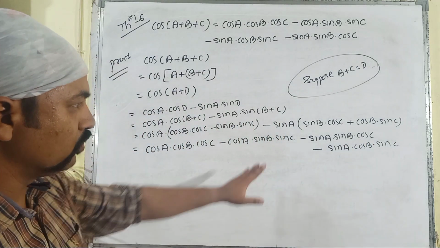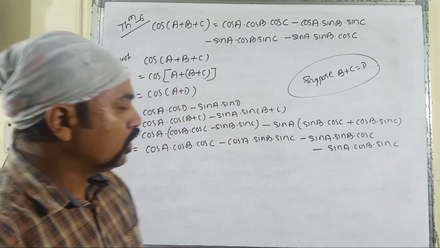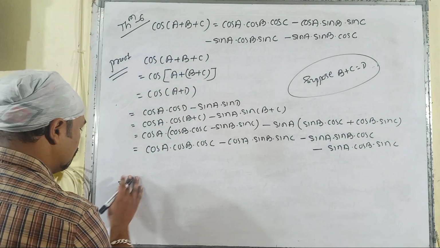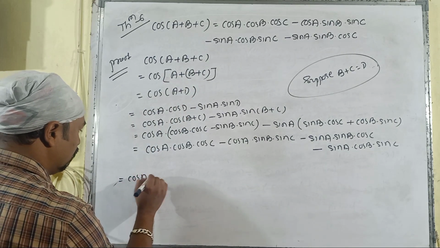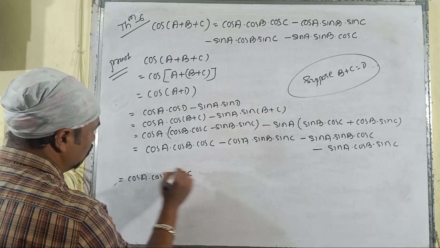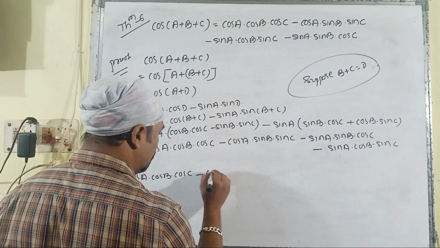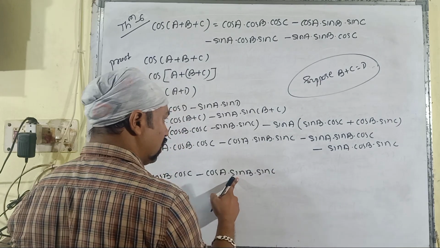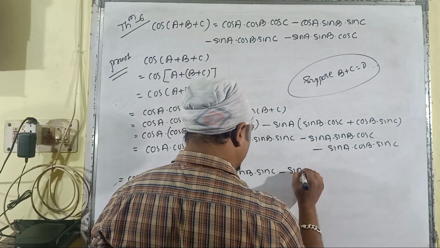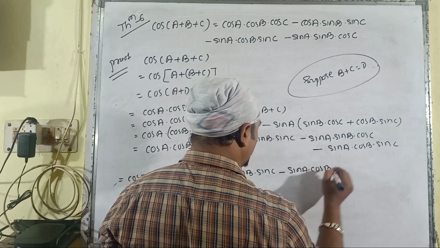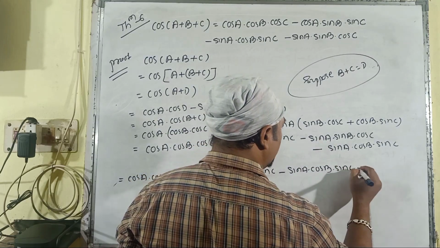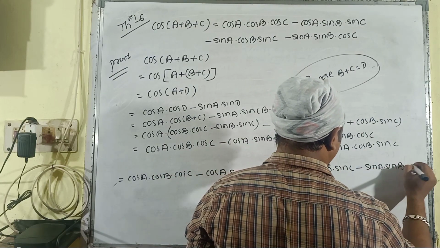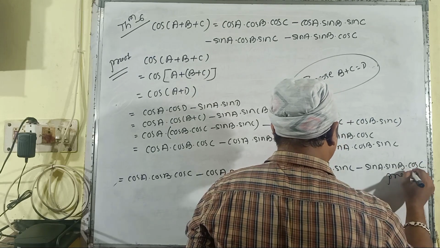Just rearranging the terms here, just interchanging the position of the last two terms, we can get the particular right hand side here. Then that will be equal to cos A into cos B into cos C. Here it is the first term. Then here it is the second term, minus cos A into sin B into sin C. Then this will be the third term, minus sin A into cos B into sin C. Then this will be the last term, that means minus sin A into sin B into cos C. And here it is the proof.